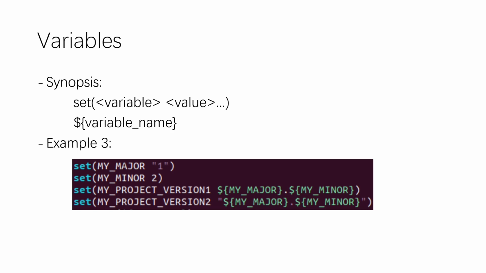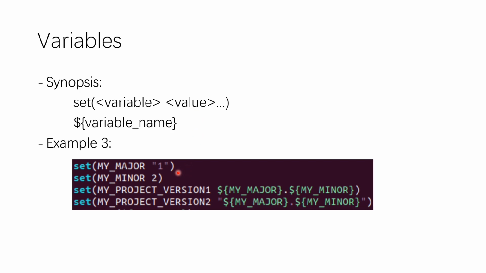Like the other languages, CMake also has variables. We can use set to define a variable and give a value to it. The first parameter will be the name of the variable, and the second parameter will be the value that we want to set to the variable. So let's see some examples.